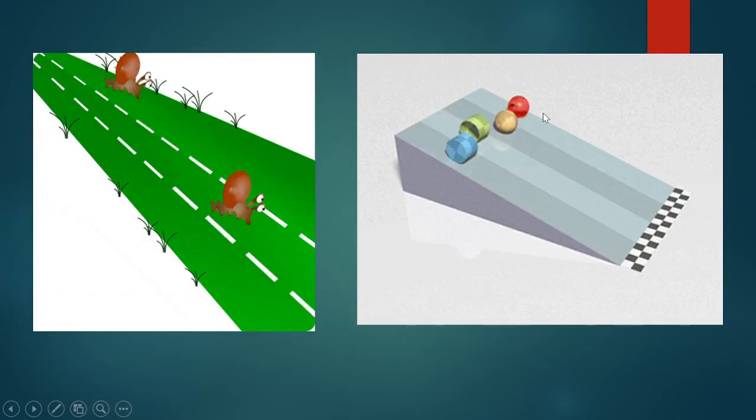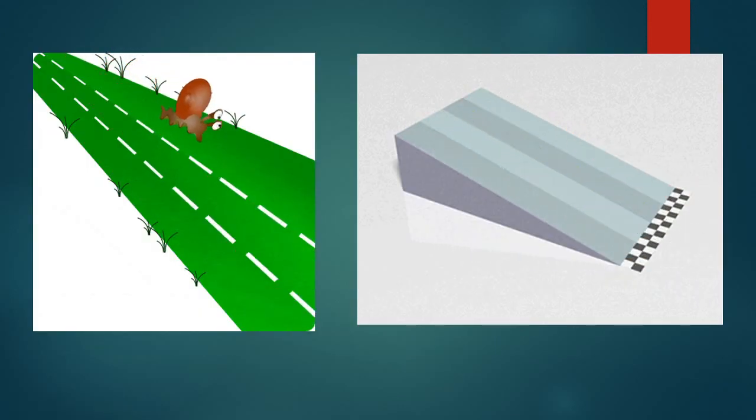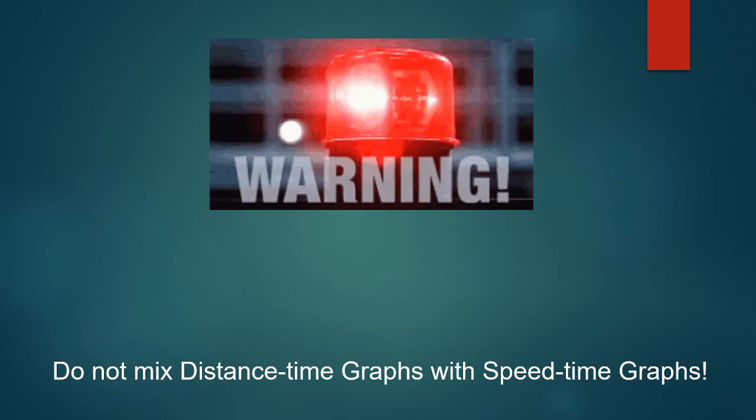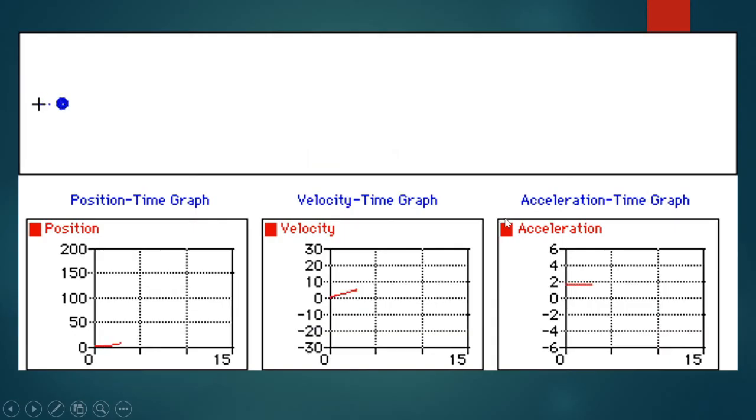Different objects move with different speed and with different acceleration. Warning, don't mix distance time graph with the speed time graphs. For an object accelerating from rest position, it might have a different graph. You see that. So for the same object, the distance time graph is different, and velocity time graph has a different shape, and acceleration time graph has a different shape.